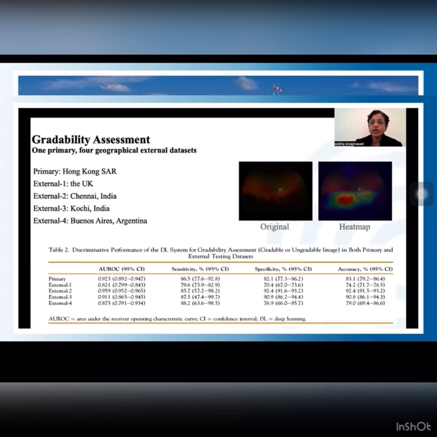We then progressed to look at the gradability assessment. Firstly, the primary cohort was from Hong Kong, and you can see that the AUC was very high at 0.923. It was then looked at in the other 4 centers. They had varying AUCs, but every one of them was above 0.8, and the sensitivity and specificity were also high. It varied depending on the centers, but on the whole, the accuracy was very high in terms of gradability and ungradability.